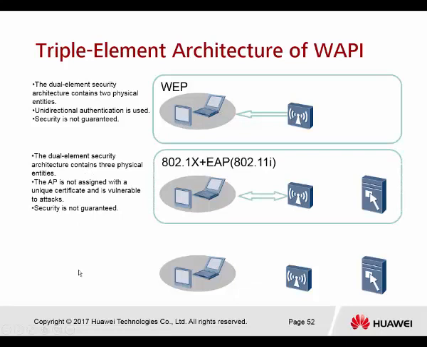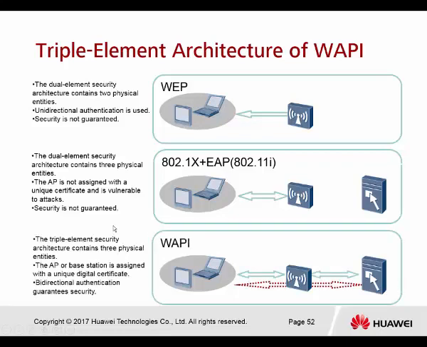Then the next one is 802.1x EAP. So this one is doing the dual-element security. The architecture contains three physical entities, like the supplicant, then the authenticator, and the authentication server. The AP is not assigned a unique certificate and is vulnerable to attack. So that means this one is still very dangerous for 802.1x, because the authentication is based on the server and the client side. The AP here basically doesn't do anything. It's just like a hub.